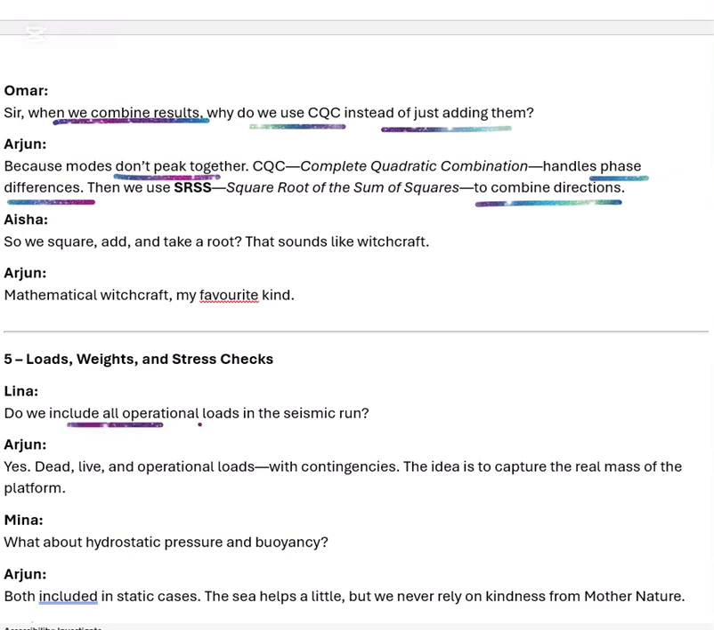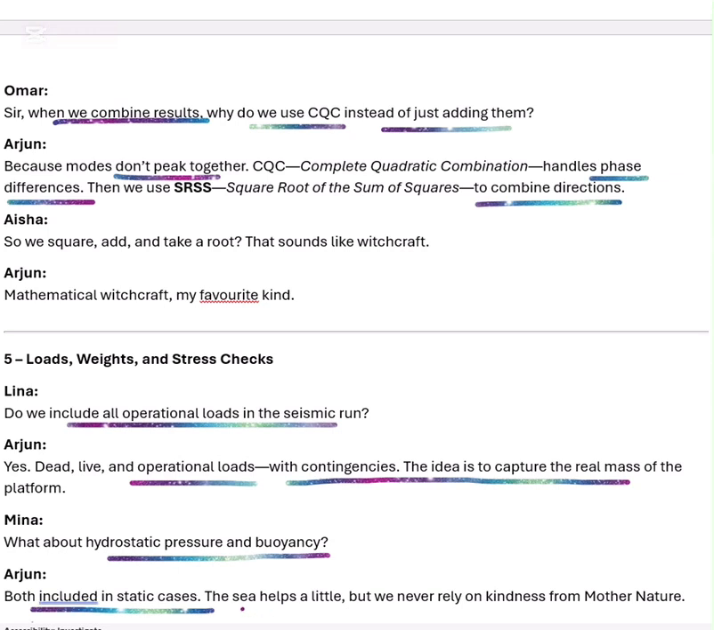Do we include all operational loads? Yes, live operational loads with contingencies. The idea is to capture the real mass of the platform. What about the hydrostatic pressure and buoyancy? Both are included in the static case. The sea helps a little, but we never rely on kindness from mother nature.